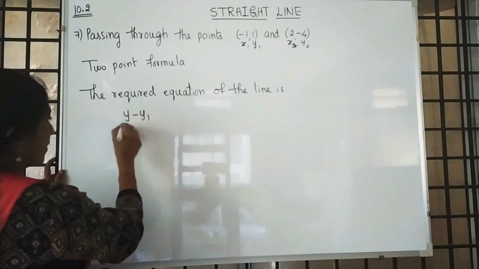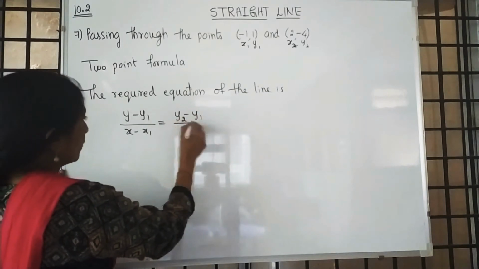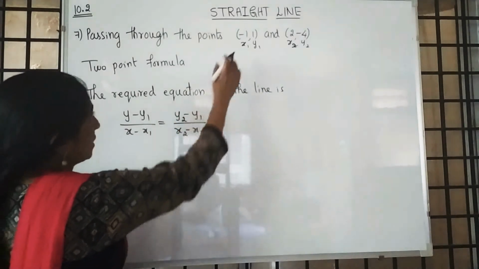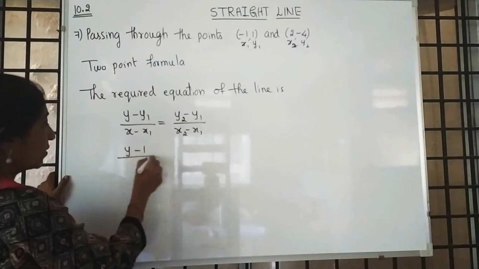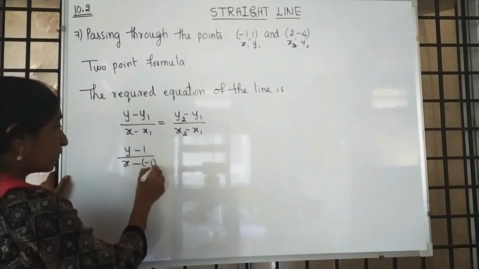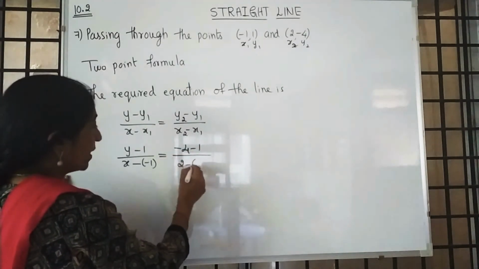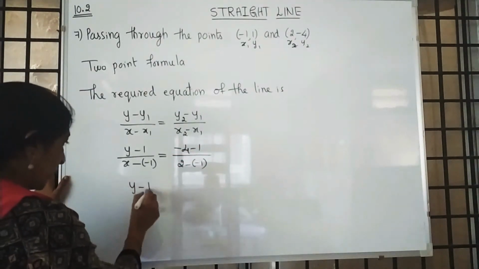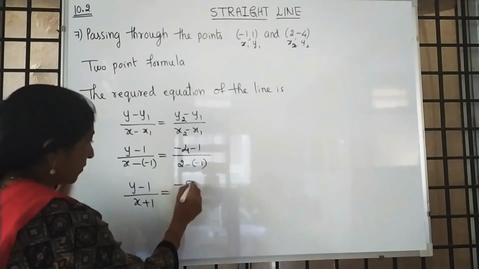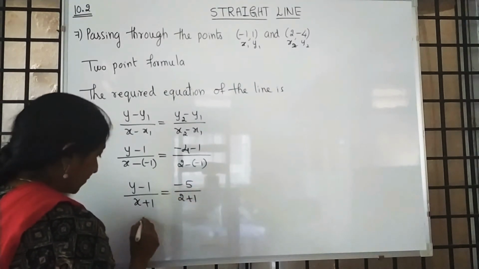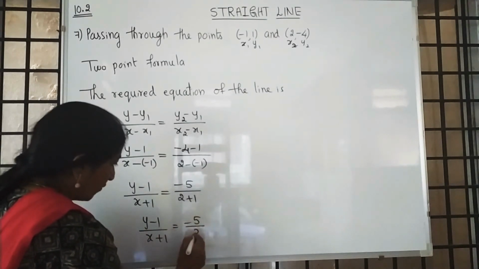y minus y1 upon x minus x1 is equal to y2 minus y1 upon x2 minus x1. For students' convenience, I wrote on the board y minus 1 upon x minus of minus 1 is equal to minus 4 minus 1 upon 2 minus of minus 1. See, it is y minus 1, minus into minus becomes plus, x plus 1. This is minus 5 upon 2 plus 1. Y minus 1 upon x plus 1 is equal to minus 5 upon 3.